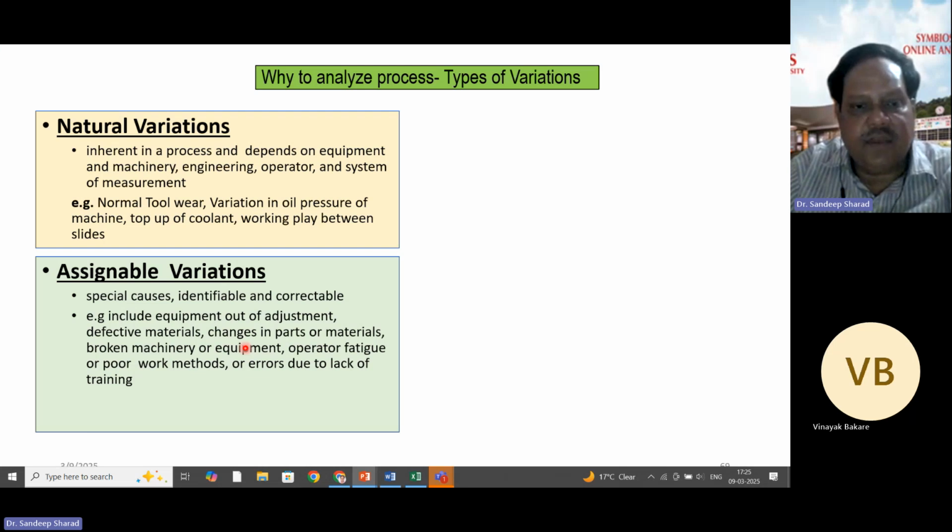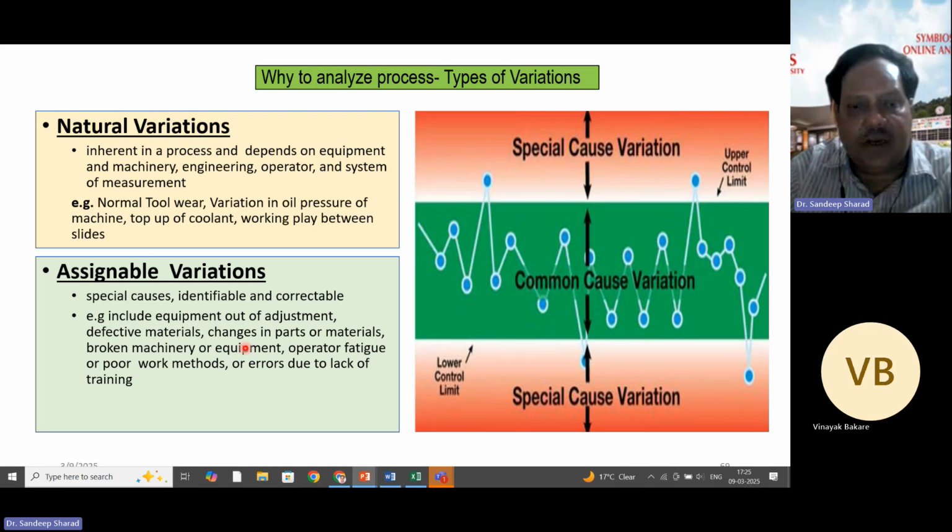If we talk about assignable variations, these are special causes, identifiable and controllable or correctable. For example, they include equipment out of adjustment, defective materials, change in the parts or materials, broken machinery or equipment, operator fatigue or poor work methods, and errors due to lack of training.